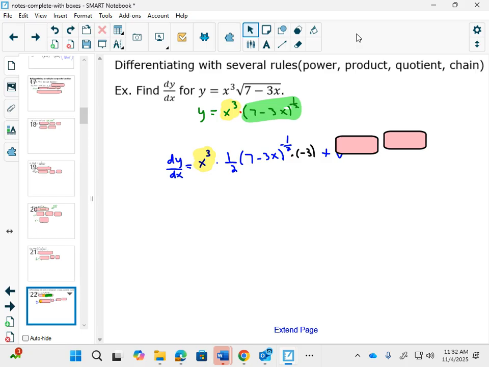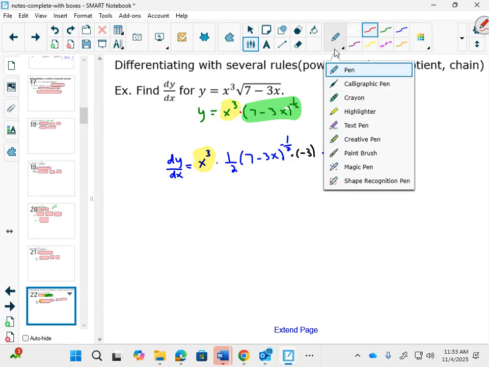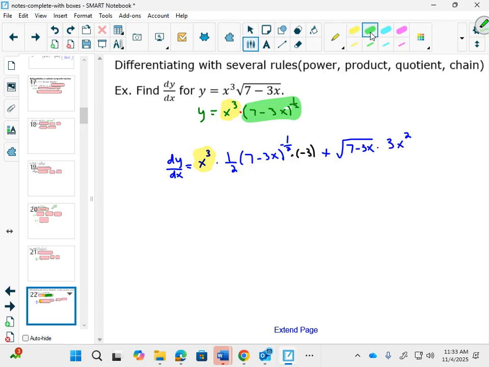I'm still in my product rule. My product rule says now keep the second one the same and multiply by the derivative of the first one.